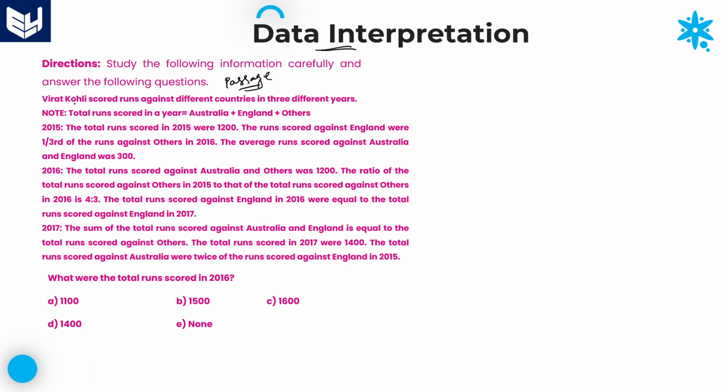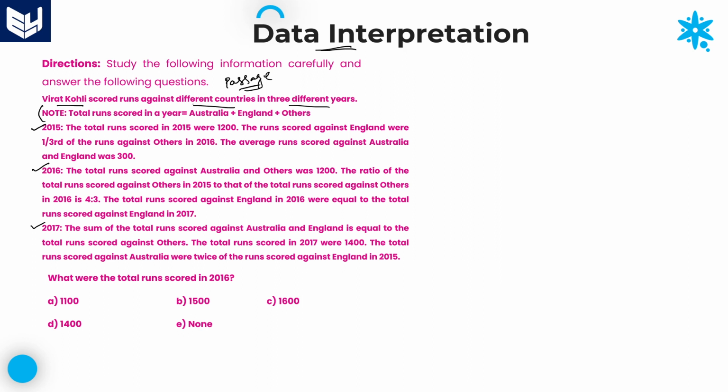Here the information is that Virat Kohli scored runs against different countries in three different years. He is talking especially about three different years: one is 2015, one is 2016, one is 2017. In these three years, how many runs were scored against different countries? That is the information which is provided, and one note point is given.